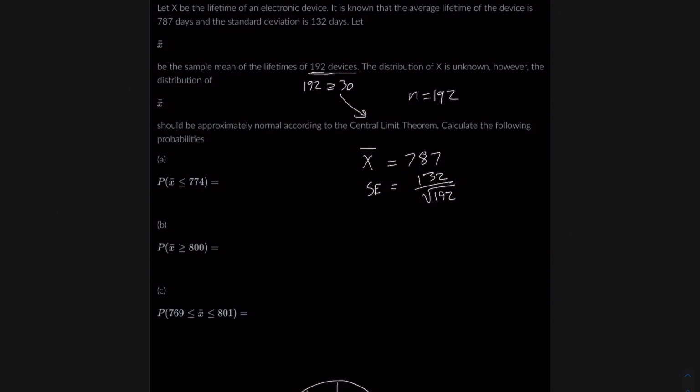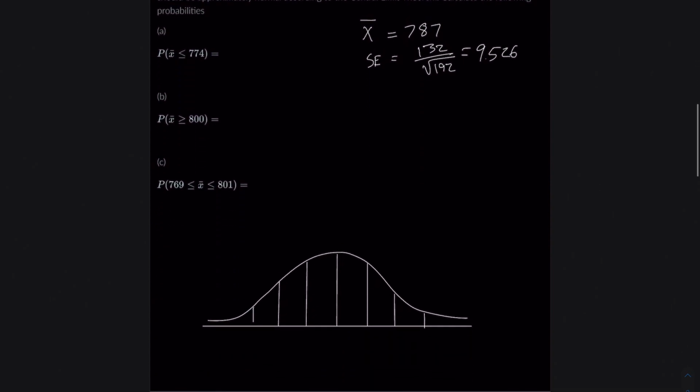And so then we would calculate this, and this is equal to 9.526. And so we've got our two important statistics for this sampling distribution.